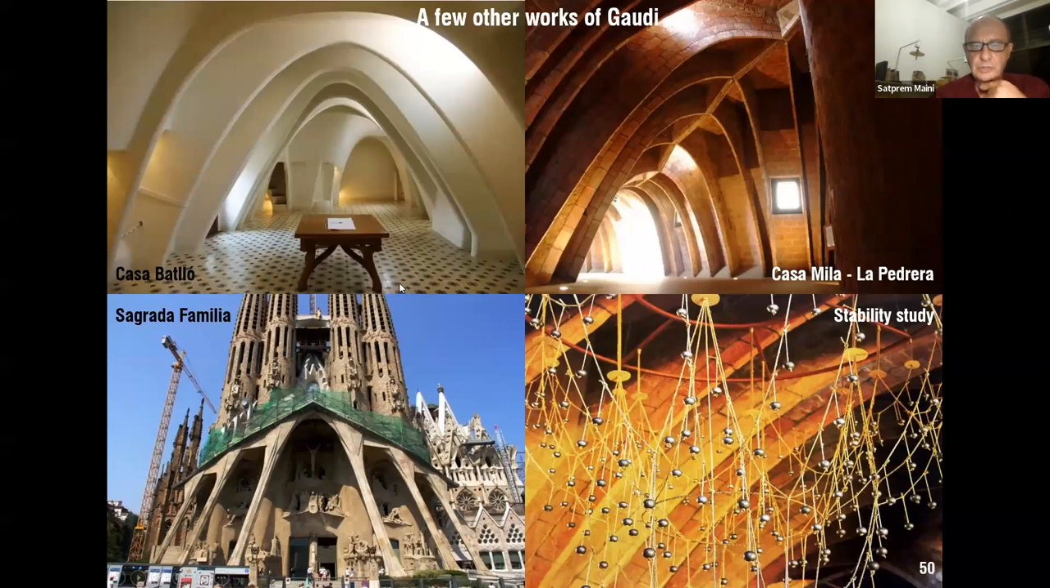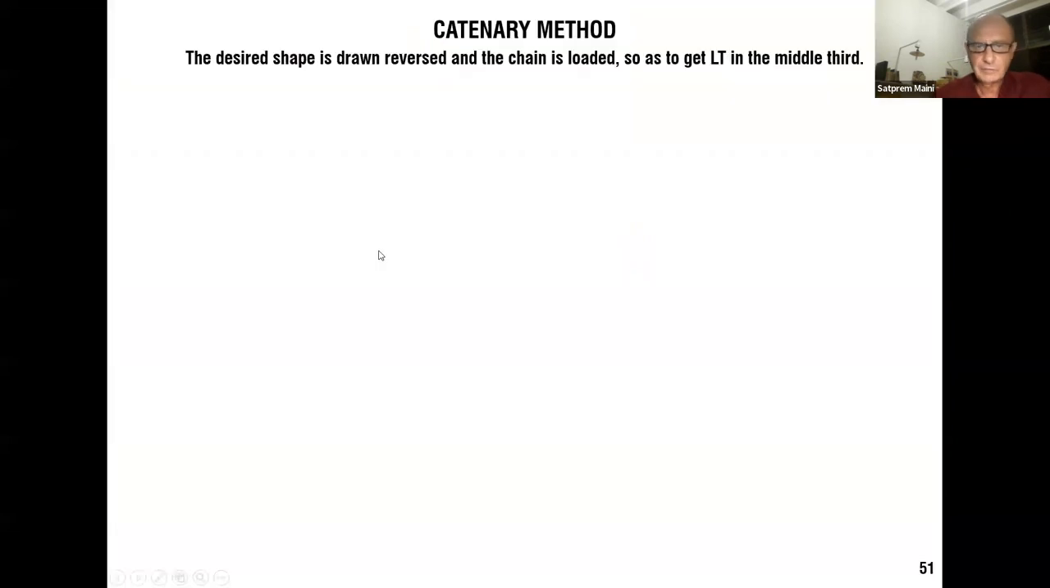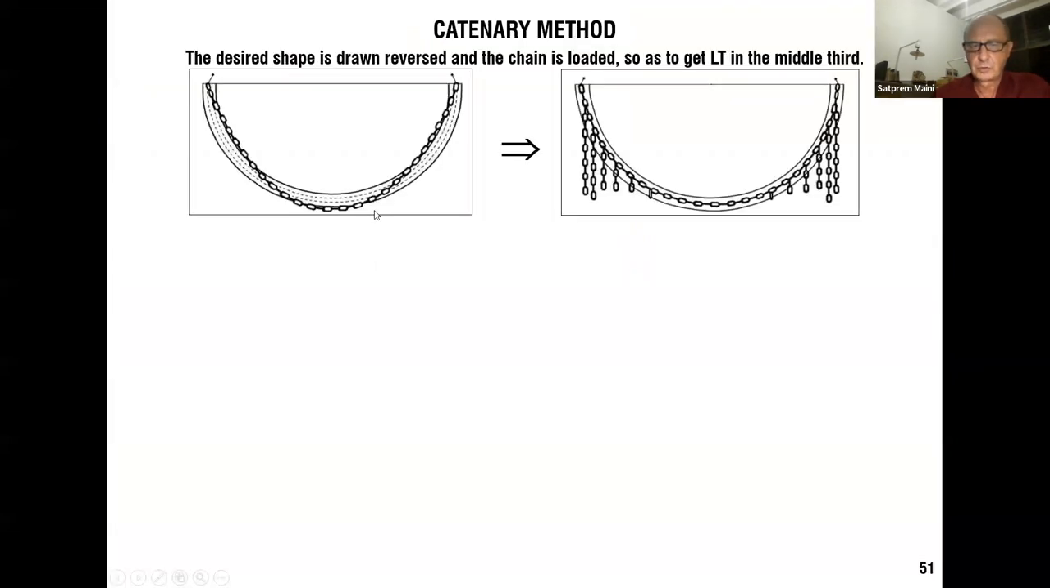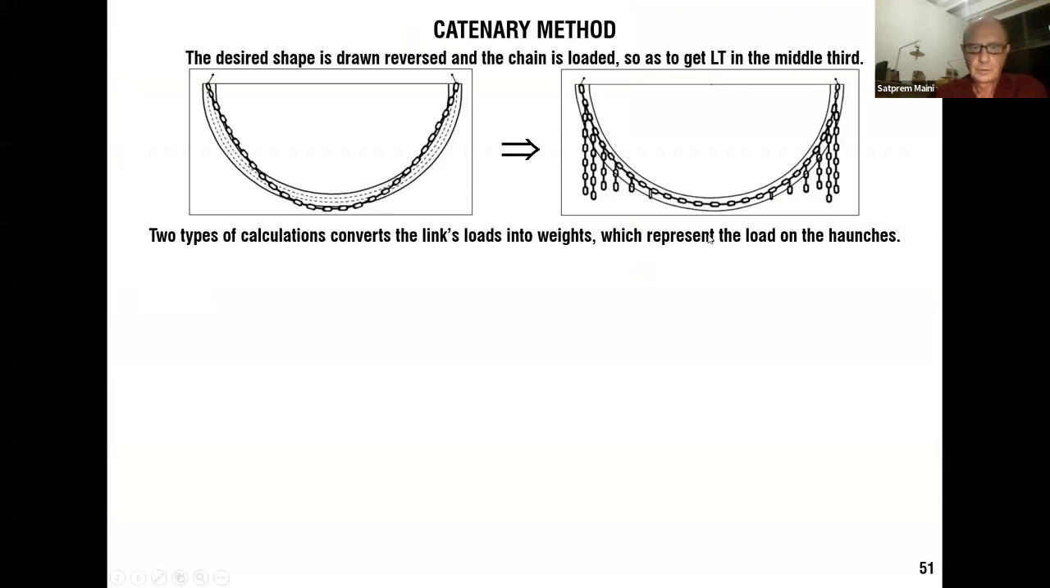So now we see the method. We'll just detail it a little bit. You have to draw first the curve on the tracing paper. Then you reverse the shape and you hang a chain like this. And then you will load it with different loads to have a modified curve. I will just give the principle. I cannot explain too much. I don't have so much time in this session.